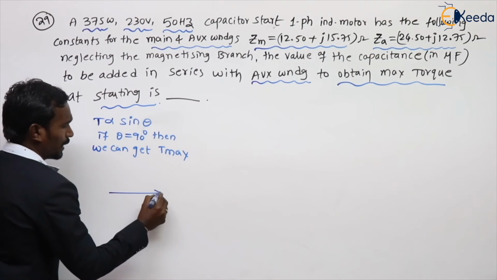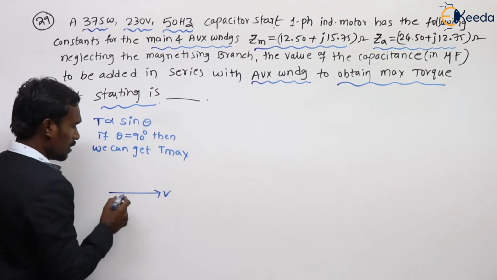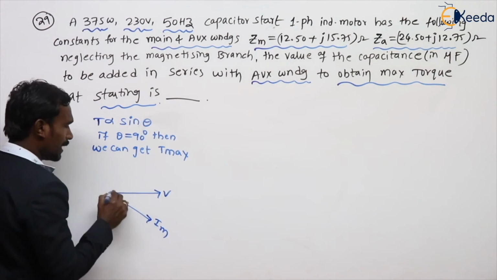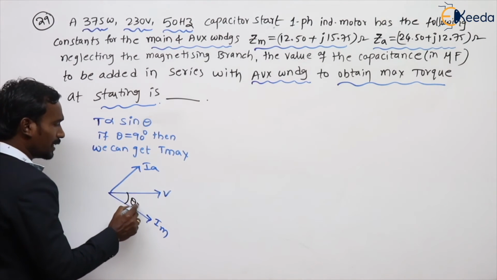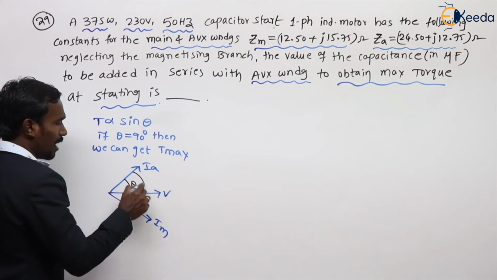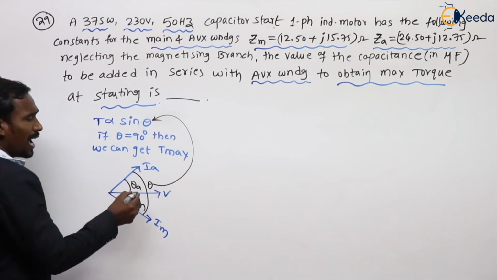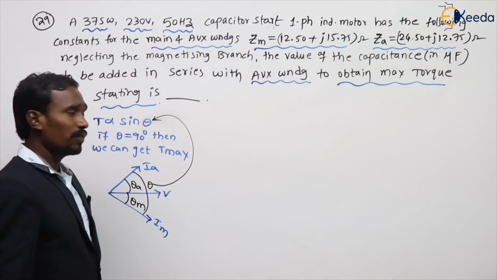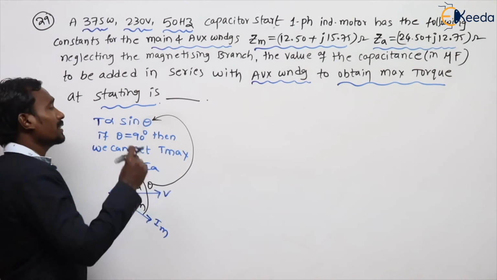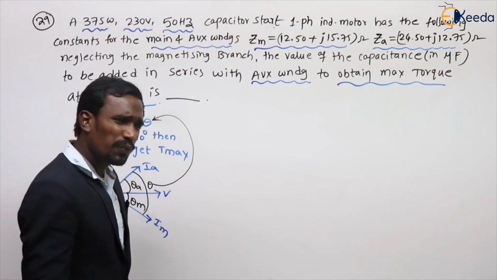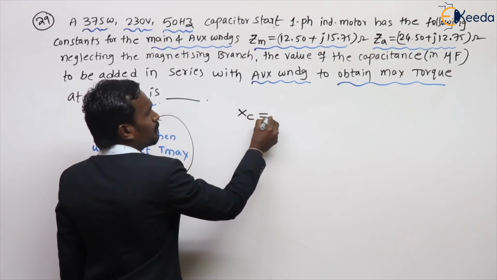Here, for example, V is here and capacitance is going to be added in the auxiliary winding. When capacitance is added, this is the main winding and this is the auxiliary winding, correct? Here this is called theta M, this is called theta A, and this is called theta. So we have to find theta M and theta A and add them, and it equals 90 degrees. Then we can get the maximum. For that, I already gave you a shortcut to get the maximum torque.